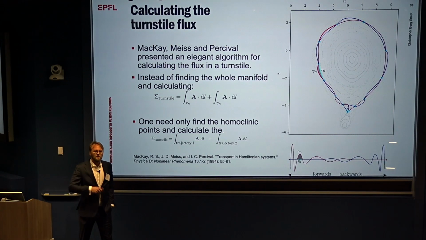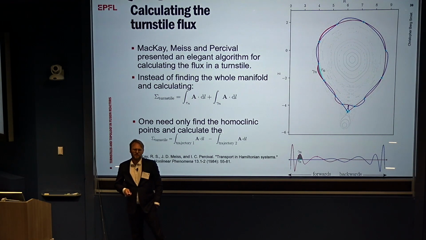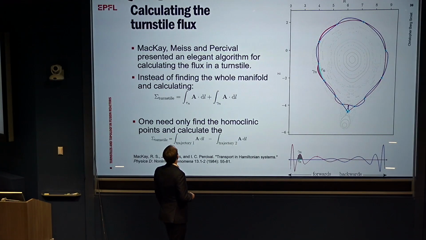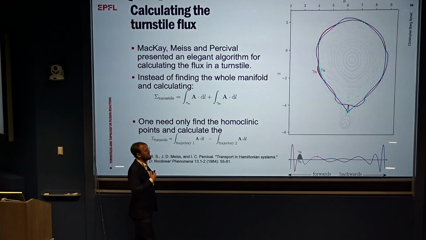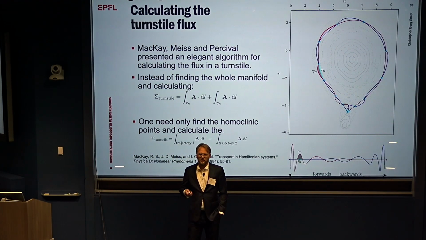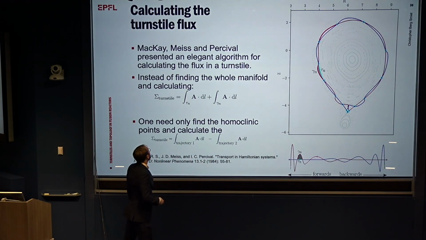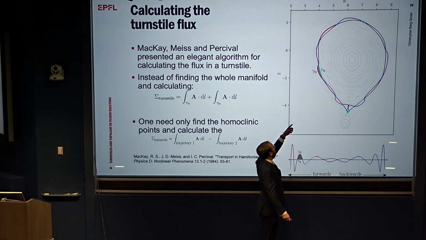So this is where my conversation last year with Jim Mies came in. He showed me a paper and a very elegant method developed by Mies, McKay, and Percival in order to calculate the amount of flux in such an area. So the simplest thing that you could think of doing is just to find that boundary here on the manifolds.